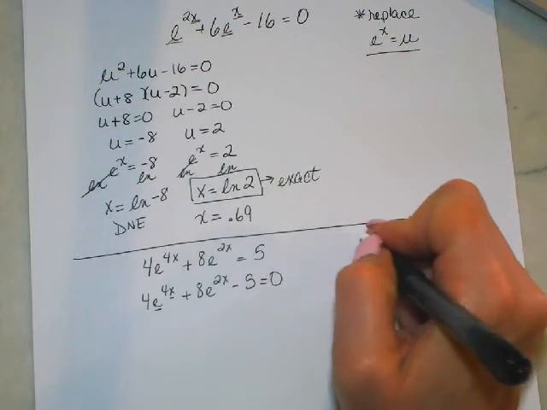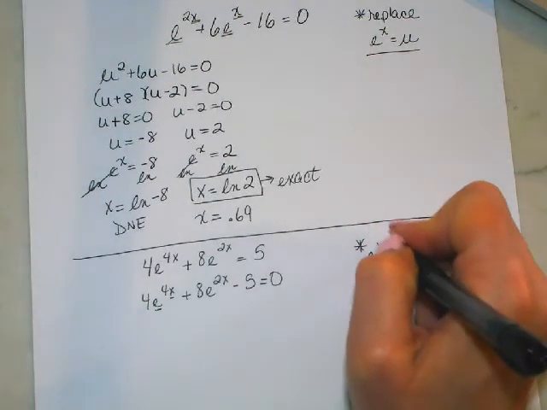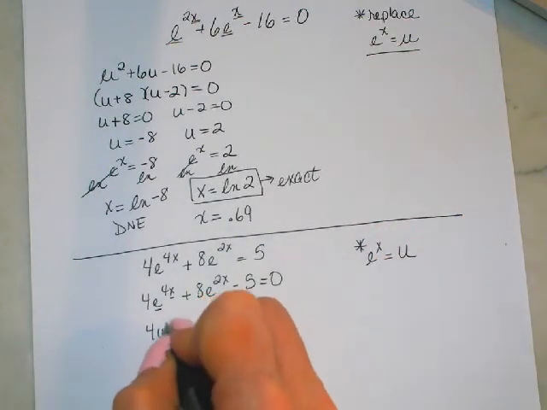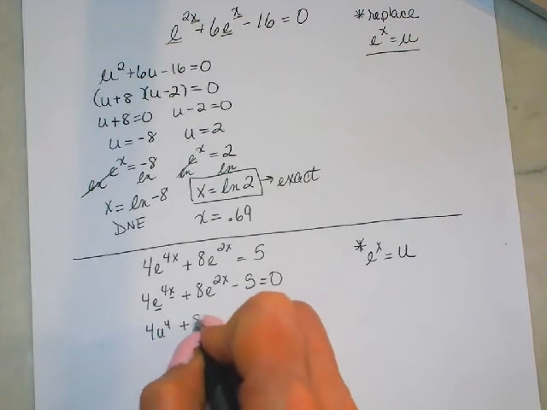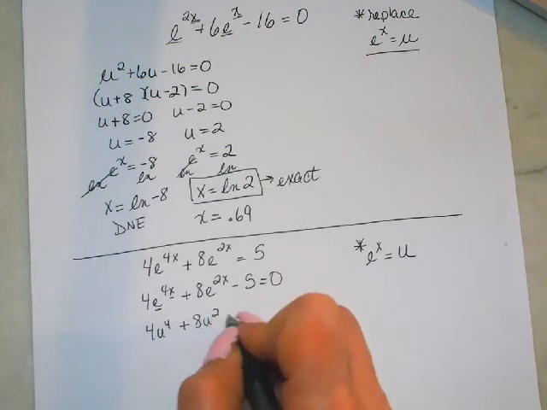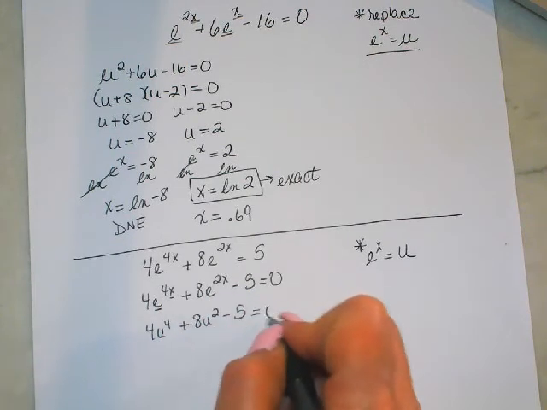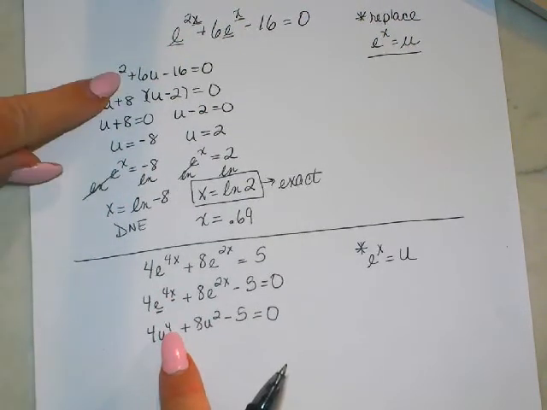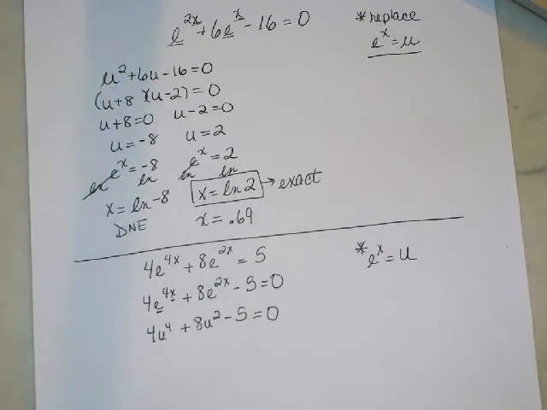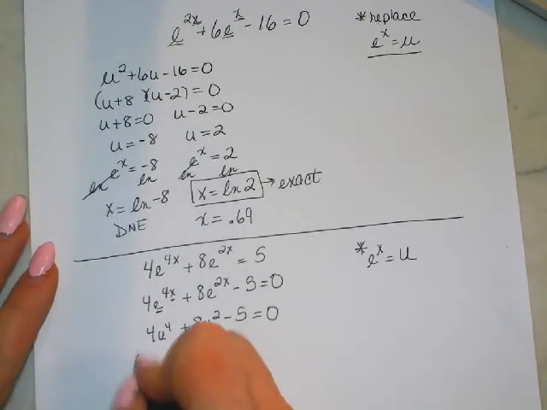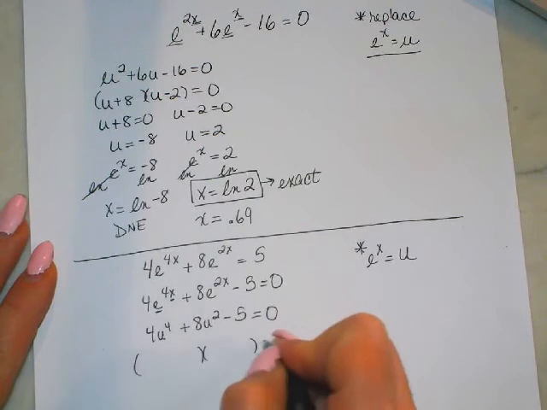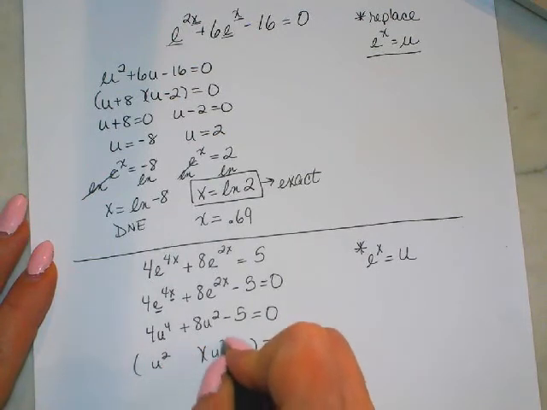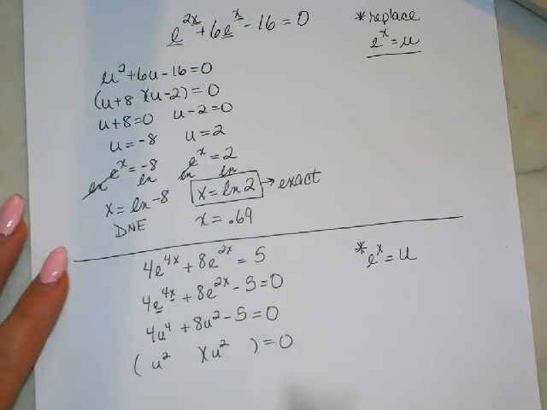Again, e to the x is weird, so I'm going to replace e to the x with u. So it's going to be 4u to the 4th power plus 8u to the 2nd power minus 5 equals 0. Don't flip out because this is a 4th power equation as opposed to a 2nd power equation. We know how to do that. That means that when we do our parentheses, it's not just going to be u, it's going to be u squared. That's all that means.